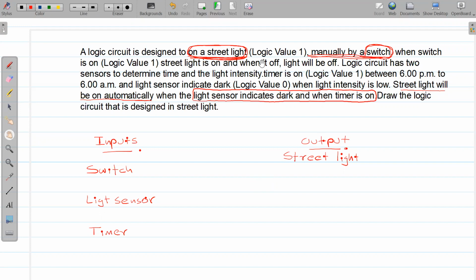Right. So we figure out what are the inputs, what are the outputs. Right? Now we have to figure out what are the states that these inputs and outputs can have. In which states can this input and output be? Right. So what are the states of the street light? What are the states that it can have?